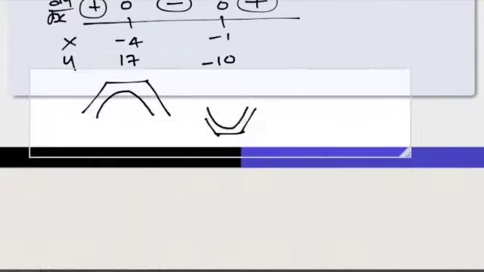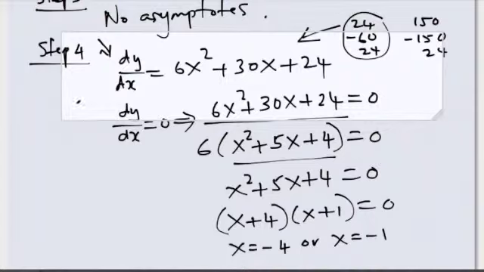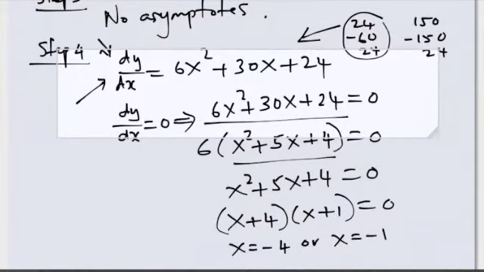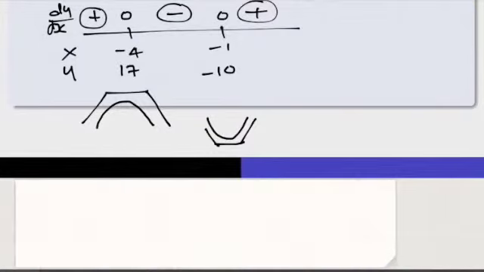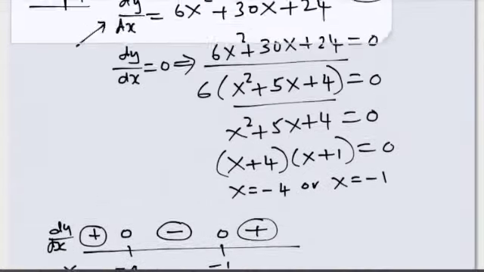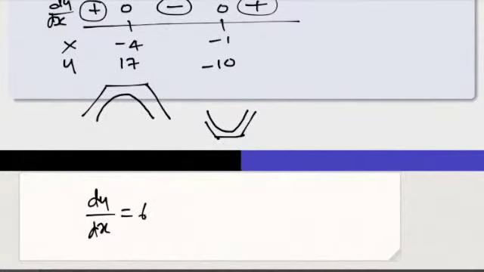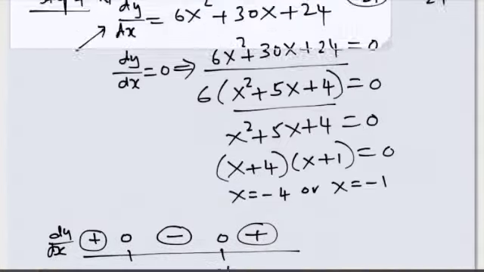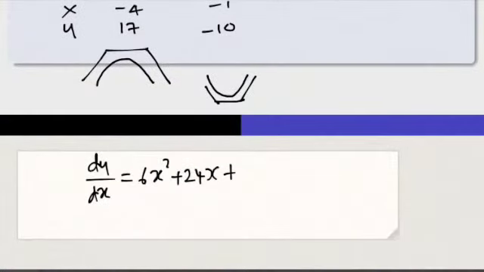Now we need to also determine if there are any points of inflection, and to determine if there are any points of inflection we need to take dy/dx and differentiate it once more. So let's write down the dy/dx. dy/dx is equal to 6x squared plus 30x plus 24.